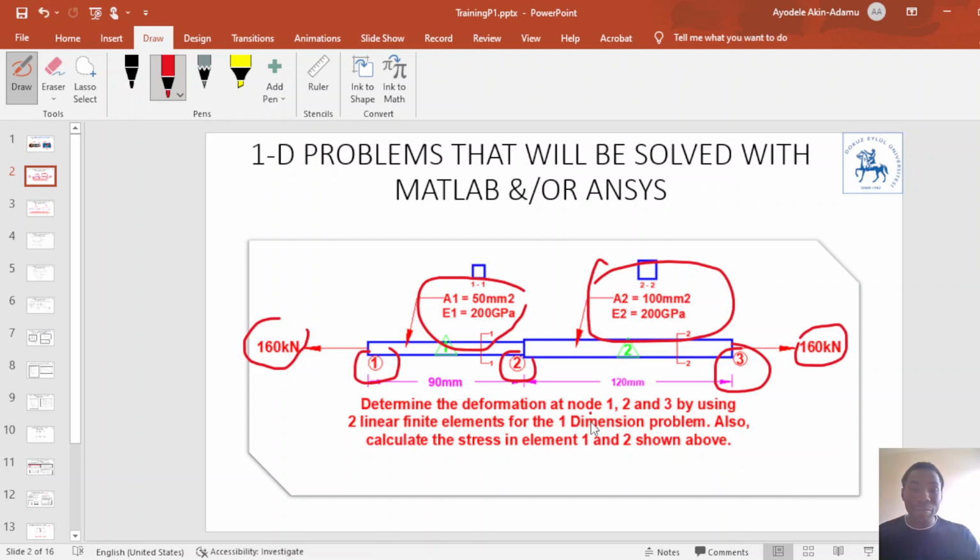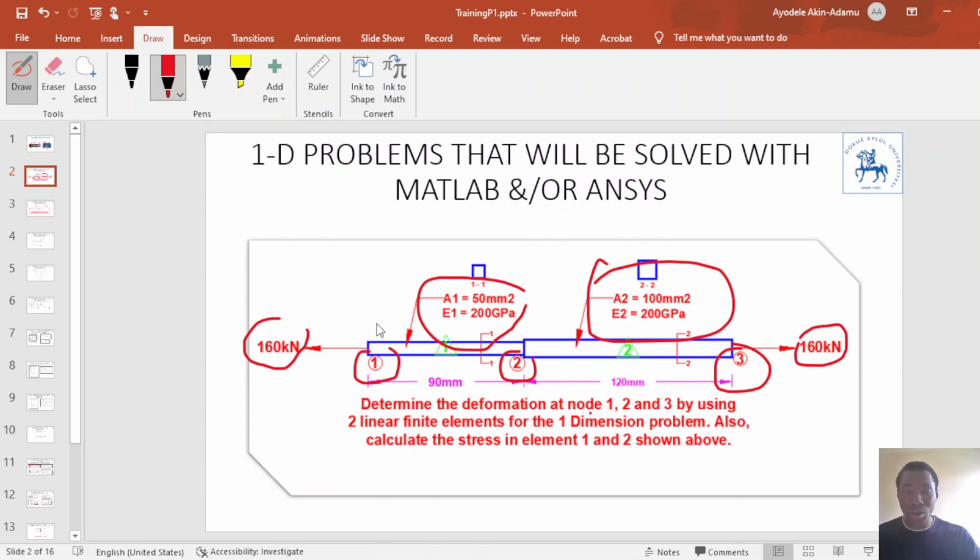To solve this particular problem using the finite element procedure, we need to convert the problem to an equivalent structure with support. Presently, this problem cannot be solved using the finite element procedure because it has no boundary condition. When I mean boundary condition, it has no support. So we have to convert the problem to an equivalent structure with support. I'm going to illustrate this in my subsequent lesson when I'm analyzing the structure.